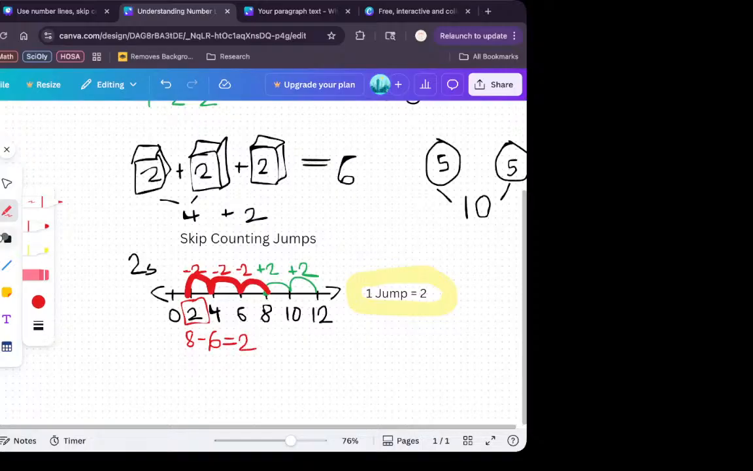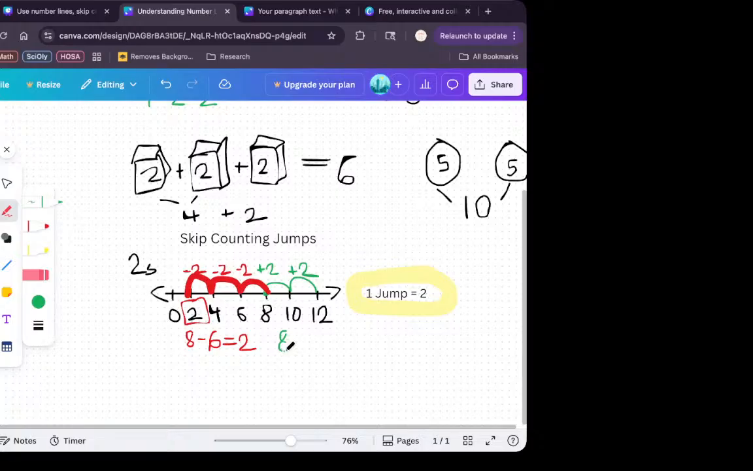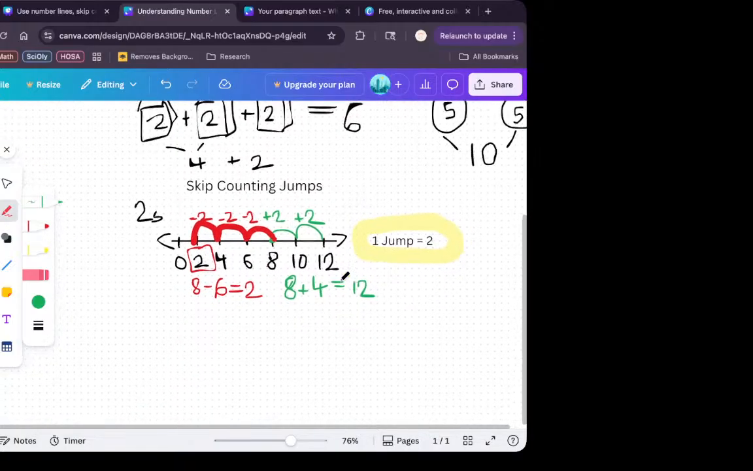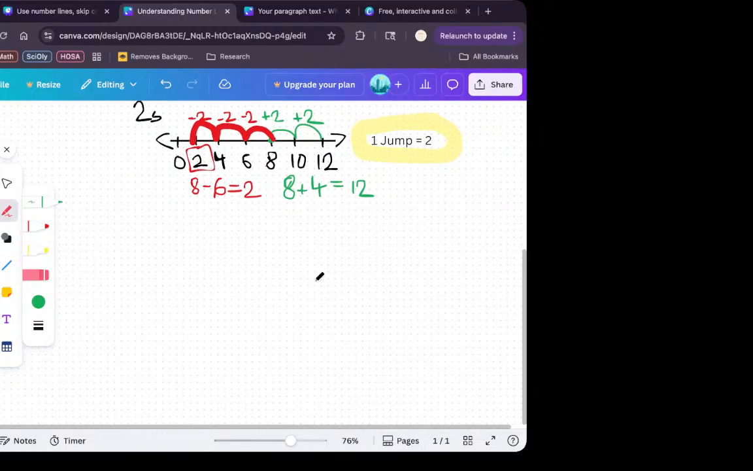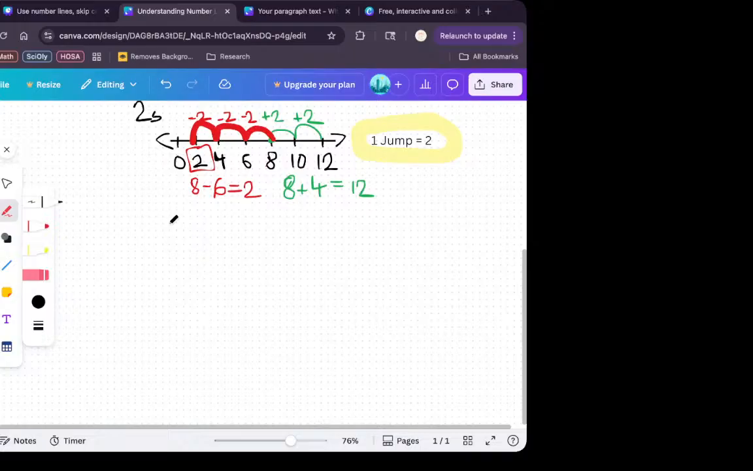And then again, here, 8 plus 4 is equal to 12. We were able to count to higher numbers because we skip counted by 2s. Now, let's take it up another level and skip count by 5s. Okay, right underneath. Label this as 5s.